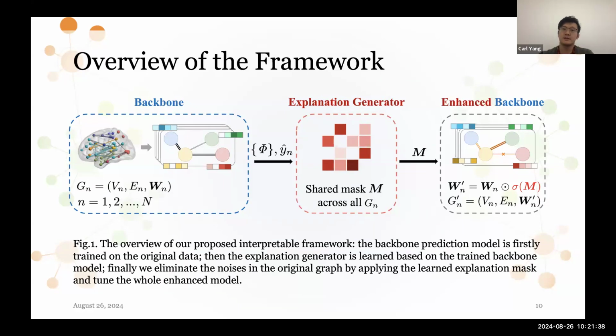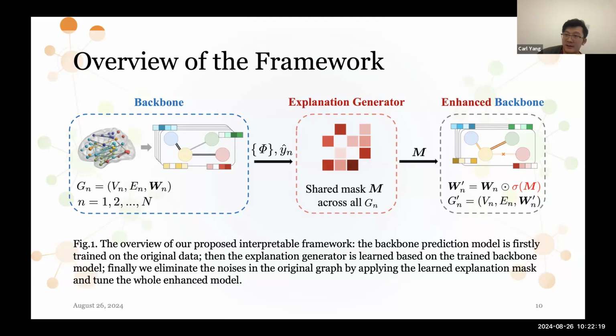Based on this, we designed this mask-based interpretation. Basically, the idea is we learn a shared mask across all of the subjects. This mask will be able to highlight the connections, the pairs of regions of interest, that are important given an outcome. For example, the outcome could be biological gender, and then we want to find what are the important connections that lead to different predictions for the two genders. So this is the idea.